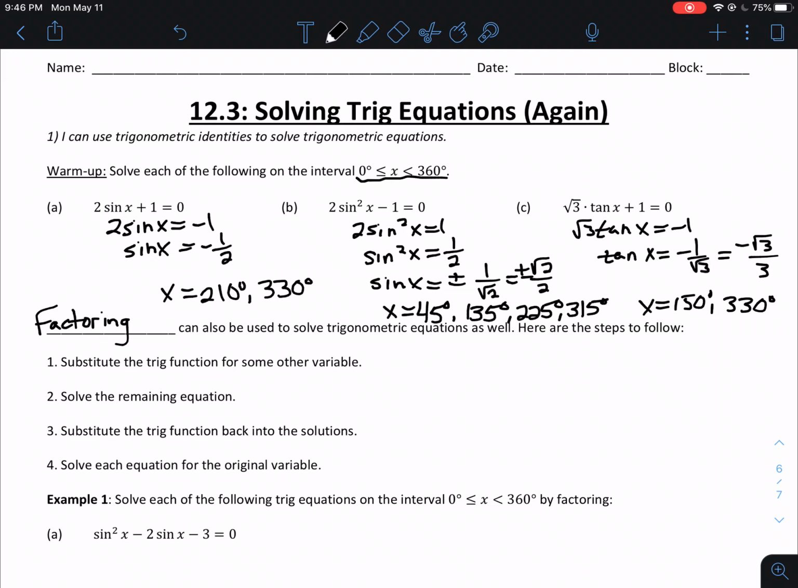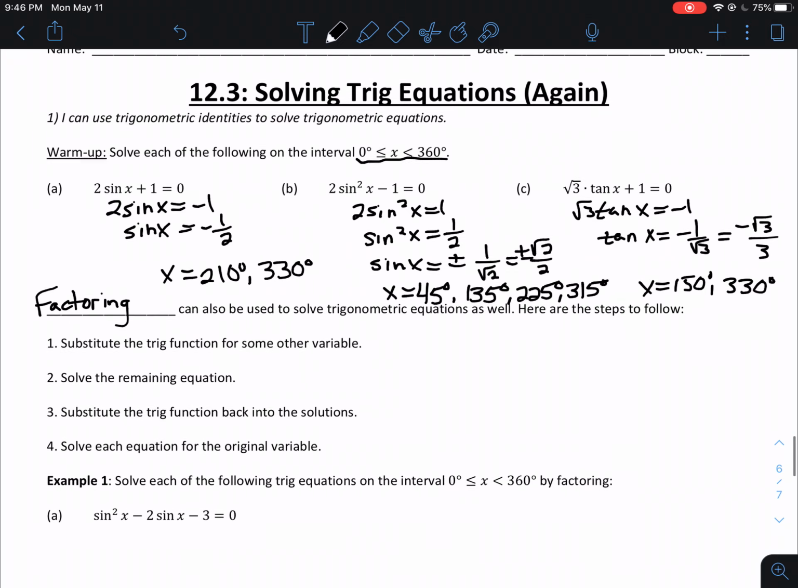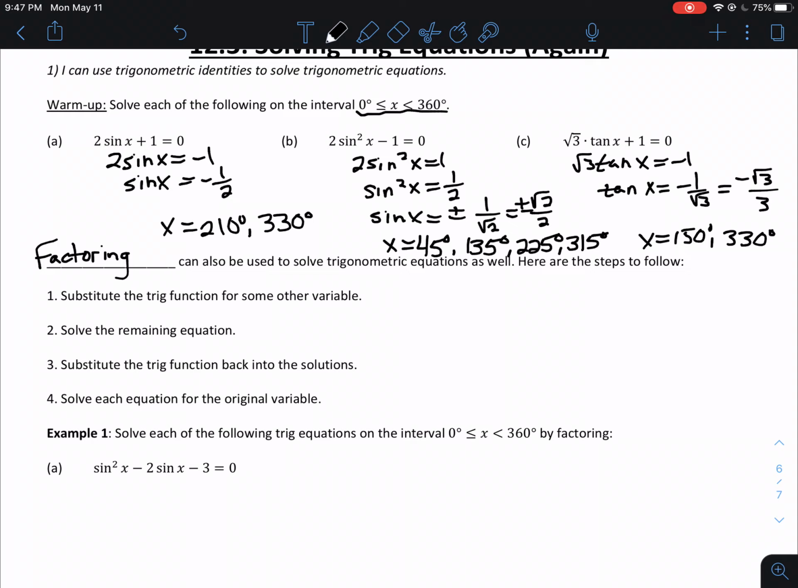Factoring. If you've been keeping count at home for how many times I say factor it, hopefully I've hit my 100 mark at this point. But yeah, factoring can actually be used to solve trigonometric equations as well. The steps to doing that. Step number 1, substitute the trig function for some other variable. So x, y, z, q, r, l, p, whatever you want it to be. Number 2, solve the remaining equation. So factor it, solve it, good to go. Number 3, substitute your trig function back into the solutions. And then step number 4, solve that equation for the remaining variable.